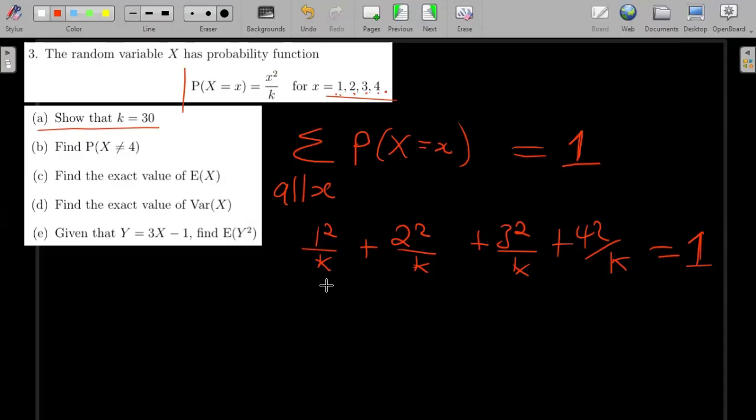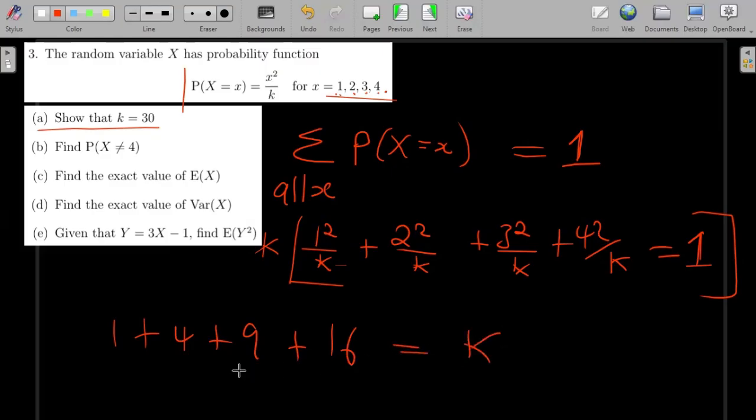And then from there, we can just multiply both sides by k. So all these k's in the denominator will cancel. So our 1 squared, which is 1, plus 2 squared, which is 4, plus 3 squared, which is 9, plus 4 squared, which is 16, is equal to k. So when I add all these, I'm getting what? 1 plus 4 is 5, 5 plus 9 is 14, 14 plus 16 is 30. So 30 is equal to k. So we have shown that this one is true.